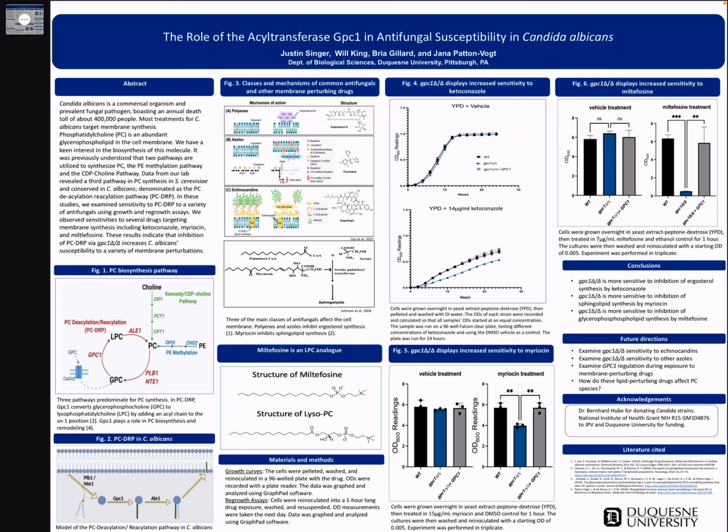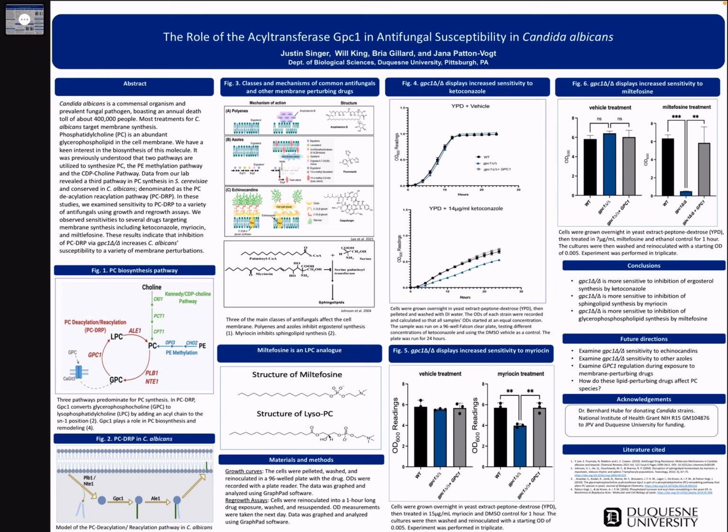And we did a similar assay in figure 5 with myriosin, which is inhibiting sphingolipid synthesis. In this assay, we did a very high concentration for only an hour, and then we got rid of the drug and then let them grow up to see if they could almost recover from this drug treatment. And as you can see again in the Gpc1 knockout, we see a greatly increased sensitivity.